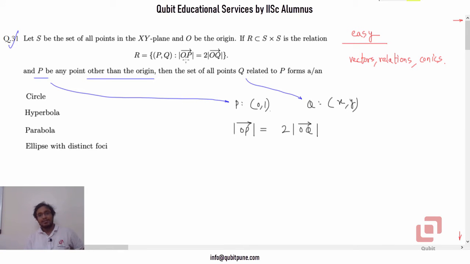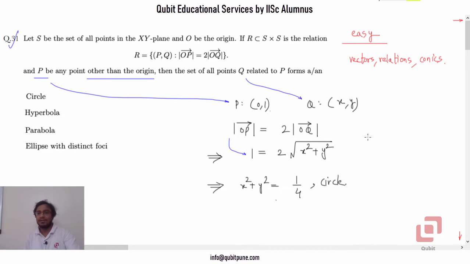Alright, now when they say that magnitude of vector OP bar is equal to 2 times the magnitude of the vector OQ bar, they're basically telling us the distances. So mod OP bar is the distance OP, which is 1. And mod of OQ bar is basically the magnitude of the vector xi cap plus yj cap. So that will be root of x squared plus y squared. That's a very simple property, right?